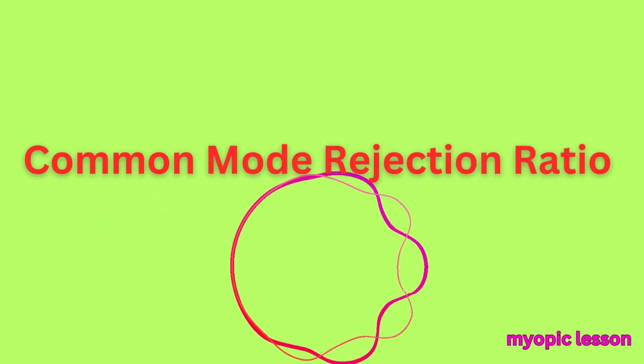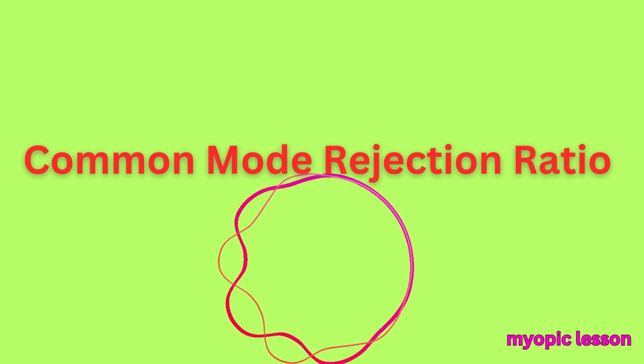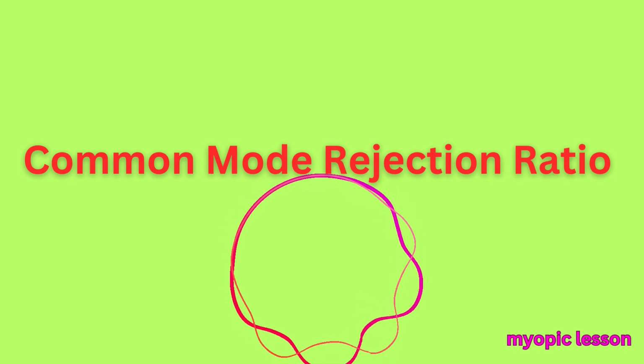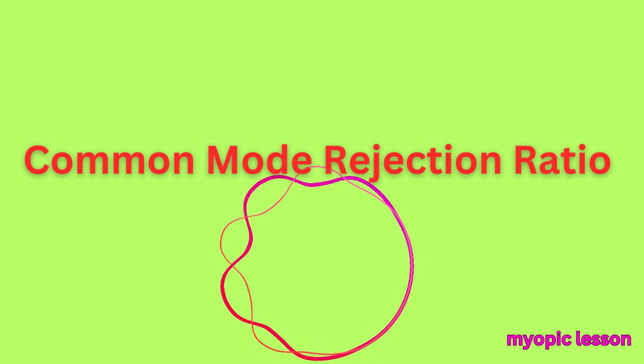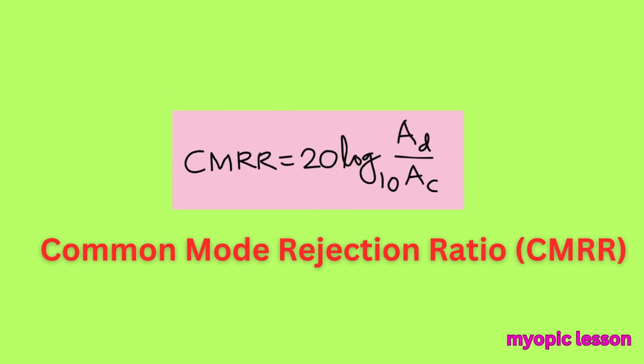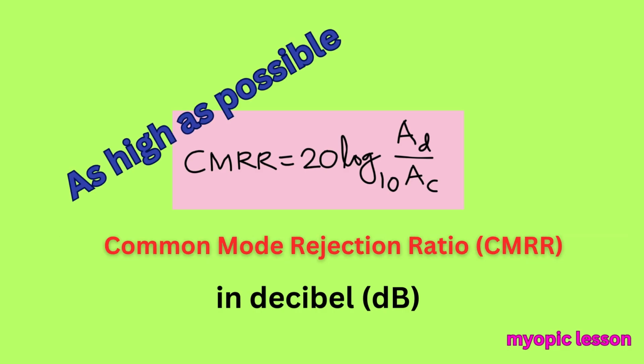A term called common mode rejection ratio, abbreviated as CMRR, is introduced to assess the relativeness of the two gains. The ratio of differential gain to common mode gain in the logarithmic scale is used to represent CMRR. For good rejection of the common mode signal, CMRR needs to be as high as possible.